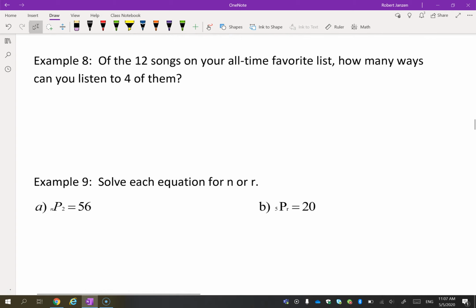All right. A little bit more. Of the 12 songs on your favorite playlist, how many ways can you listen to 4 of them? So again, how many ways? Let's arrange it. If you take 4 songs and play them in different orders, that's what this question is looking for. 12 items. Take 4 at a time. How many ways can you rearrange them?